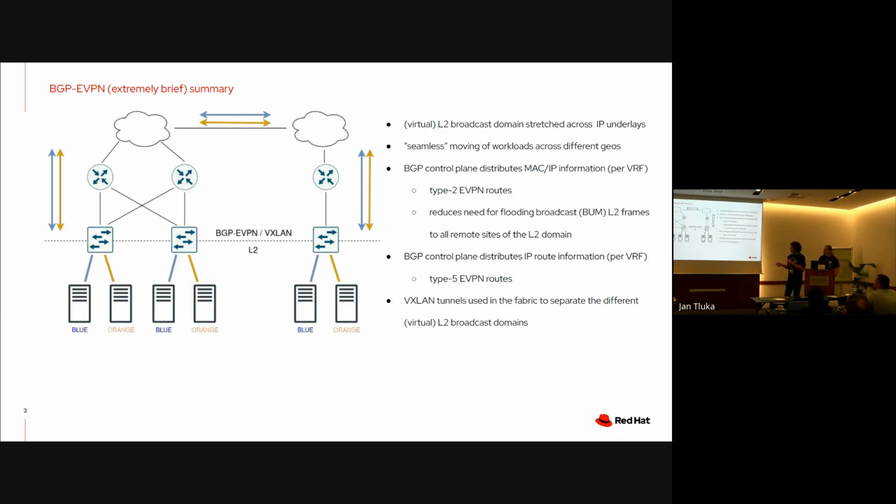But BGP also distributes IP route information, also per network. Those are the type 5 EVPN routes. In the fabric, I mentioned we use VXLAN to separate the different layer 2 broadcast domains.